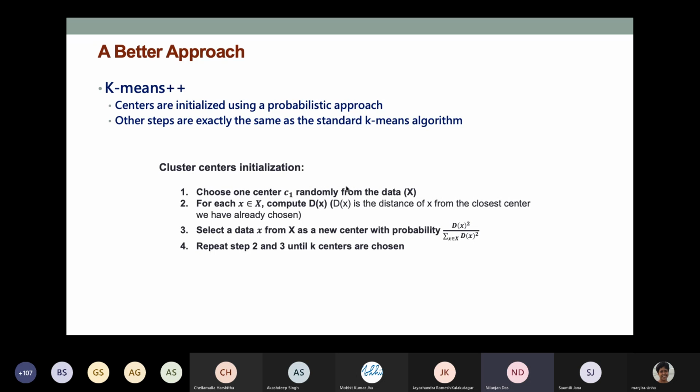Ma'am, but in this case, I understand that the choosing probability of the outlier will be less compared to other methods, but the other points will have even lesser probability, right? So ultimately, we have to choose another point. So how will K-means++ proceed again?